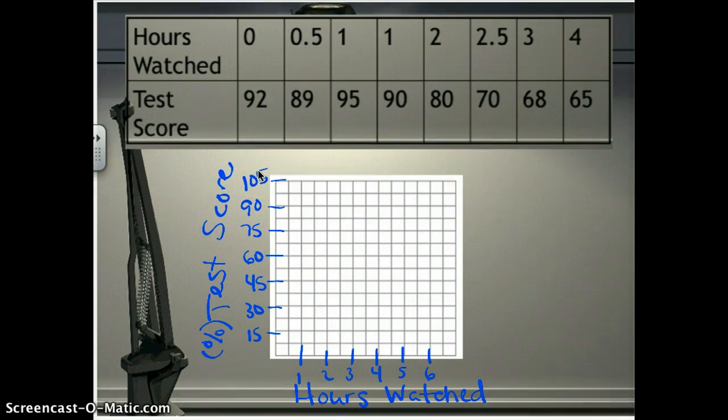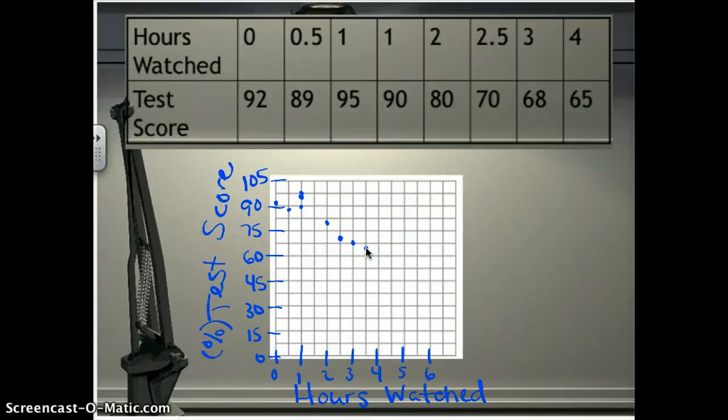And then you're just going to simply plot the points. So here's 0 right here for both. 0, 92, I'm just going to put a dot on about where I think that is. 0.5, so halfway in between, 89. 1 is 95, so that was a good one. Whoops, it's probably about here. 2, or another 1 is at 90. 2 is 80. 2.5 is about at 70. And 3 is at 68, so just above that halfway point. And 4 is at 65.